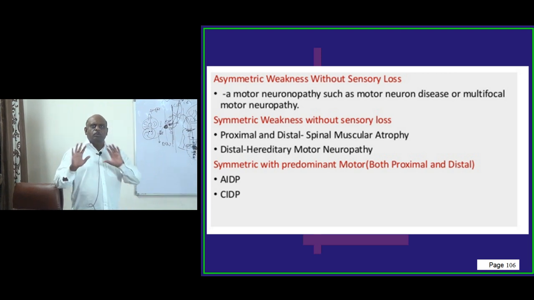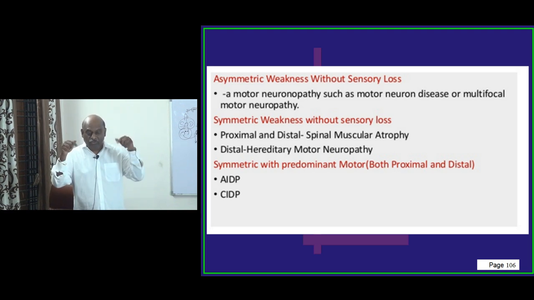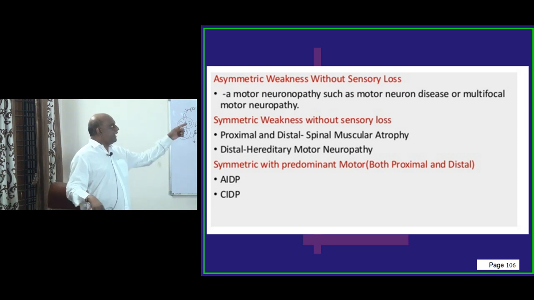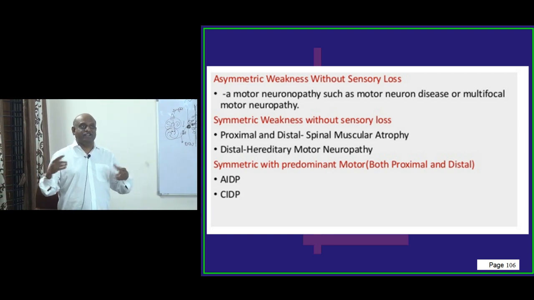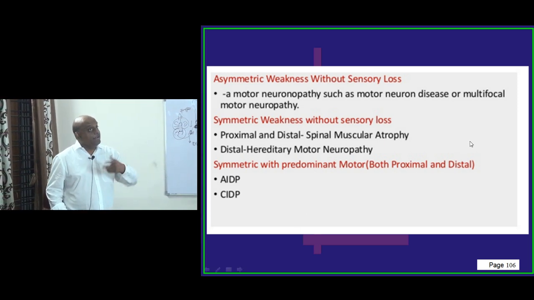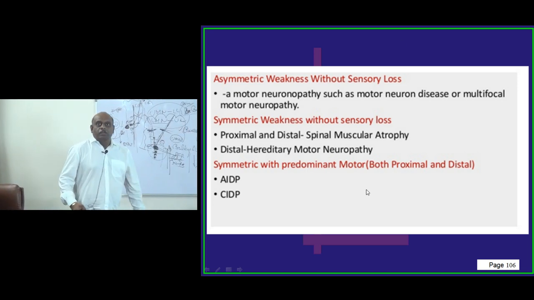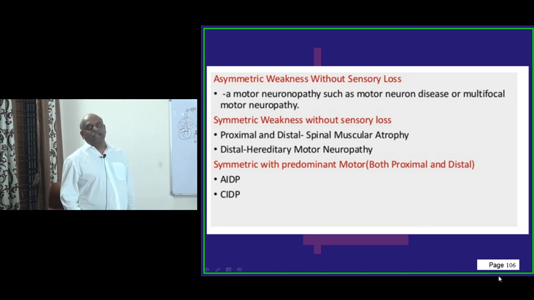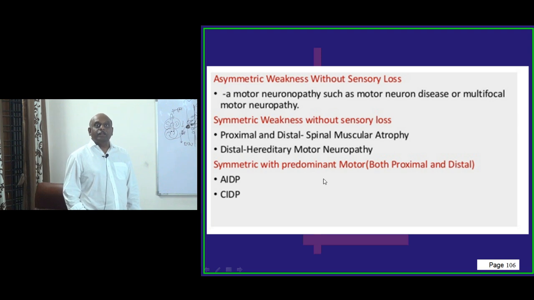Always, what is the rule? Myopathies lead to proximal muscle weakness. Neuropathies lead to distal muscle weakness. That is a very important principle. But spinal muscular atrophy leads to both proximal and distal symmetrical muscle weakness without sensory loss. That describes it. Similarly, hereditary motor neuropathy, like any other neuropathy, classically leads to distal weakness, is what I want to underscore. Now, if it is symmetric but predominantly motor, then acute post-infectious demyelinating polyneuritis, AIDP and CIDP, Guillain-Barré.